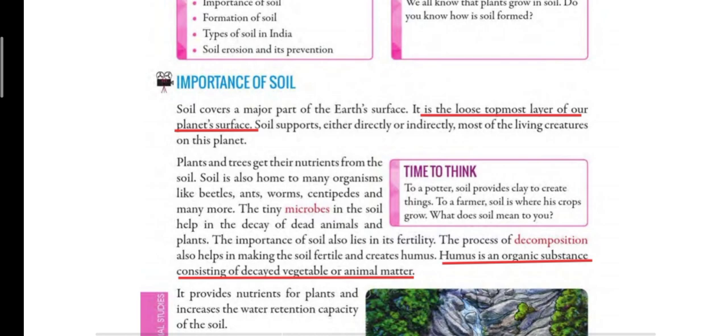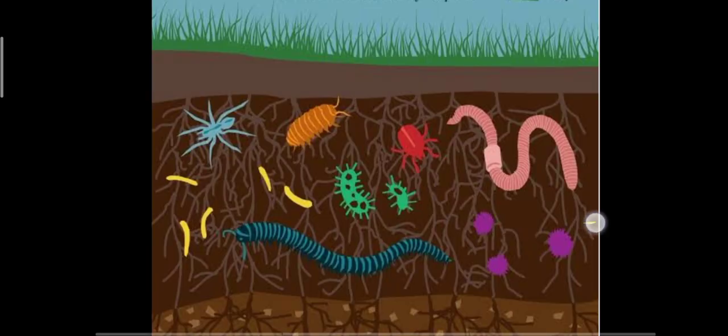Now, the second importance of soil is that soil is a home to many small insects like beetles, ants, worms, centipedes, etc. So, as you can see here, children, soil is home to many small insects like spiders, ants, worms, centipedes, etc. They all live in the soil, so soil is a home for many insects.